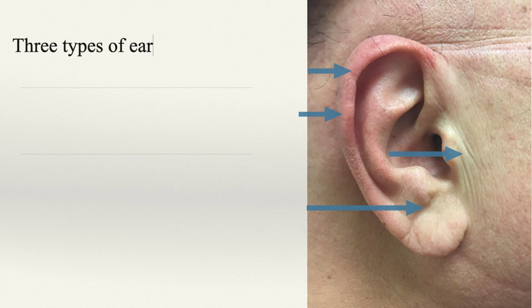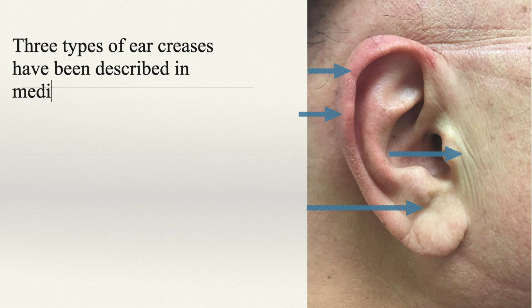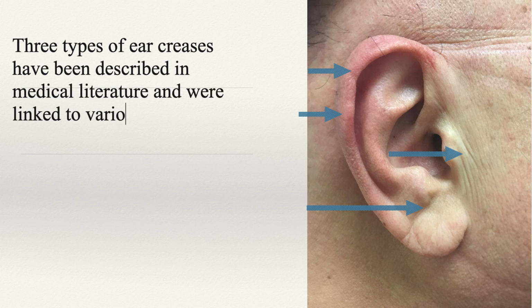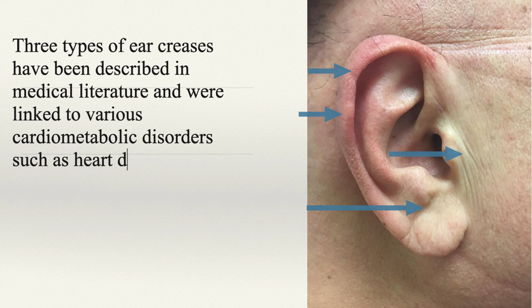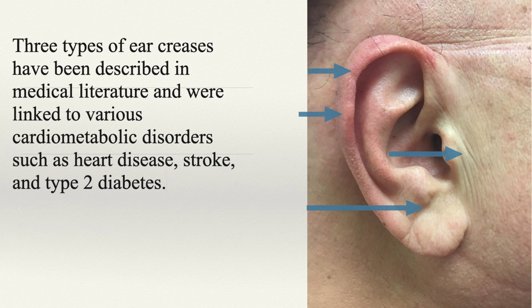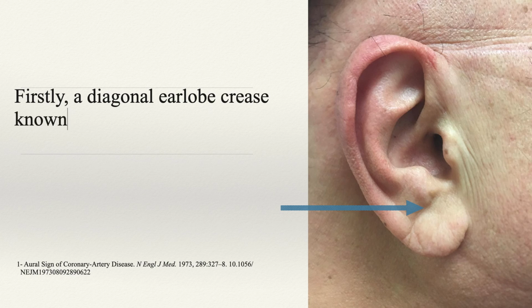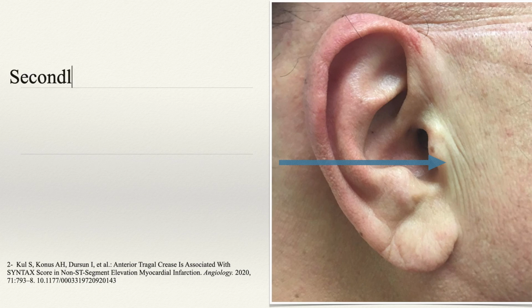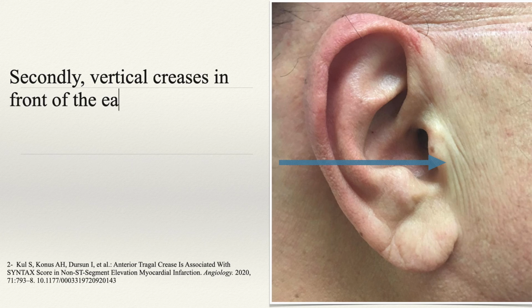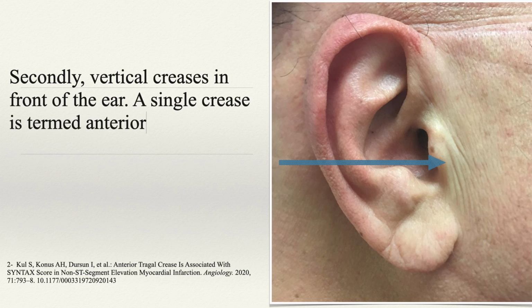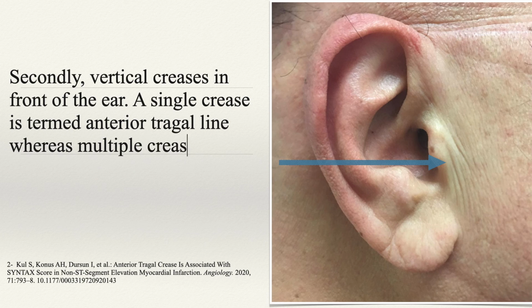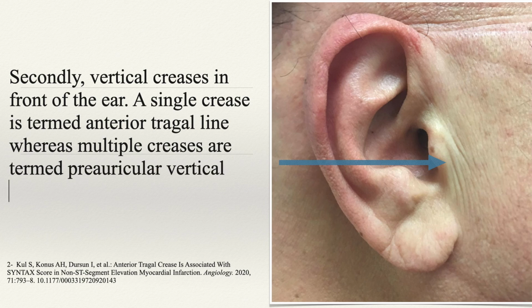Three types of ear creases have been described in medical literature and were linked to various cardiometabolic disorders such as heart disease, stroke, and type 2 diabetes. Firstly, a diagonal earlobe crease known as Frank's sign. Secondly, vertical creases in front of the ear. A single crease is termed anterior tragal line, whereas multiple creases are termed preauricular vertical creases.